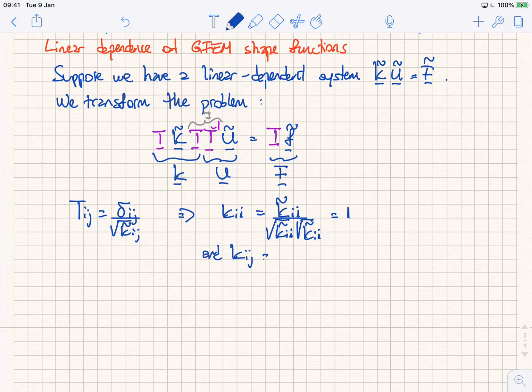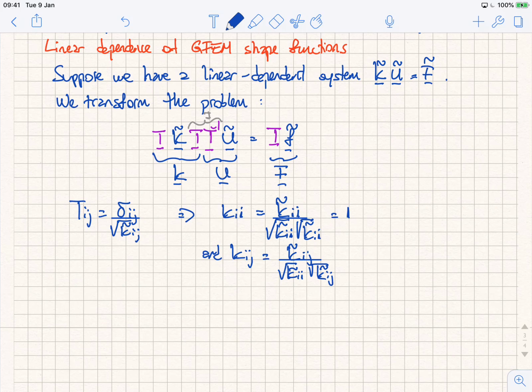And the new Kij is equal to Kij divided by the square root of Kii times the square root of Kjj. So what did I do? I just used a matrix in such a way that, pre and post multiplying my original stiffness matrix, I get a new stiffness matrix that has all values equal to 1 on the diagonal. That is what it's doing.